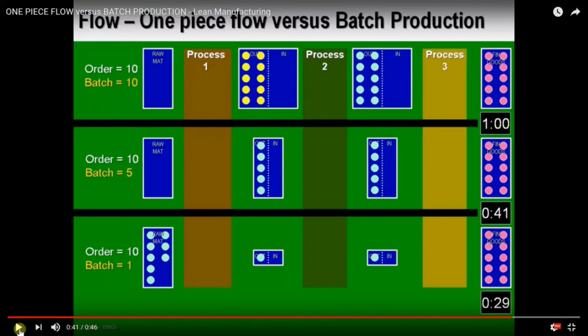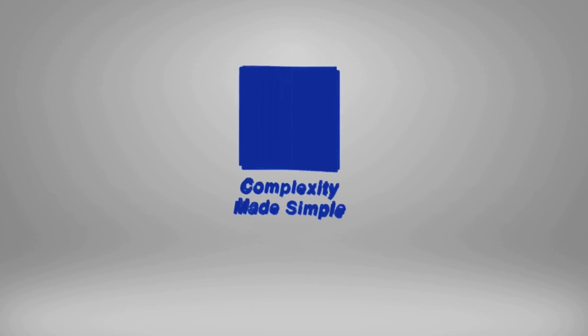We're flowing at double the speed. We could have made another order. We would have made twice as much money with smaller batch sizes. Don't let anybody ever tell you that batch sizes equals efficiency equals making money. Batch sizes destroy flow, and flow is where the money is.